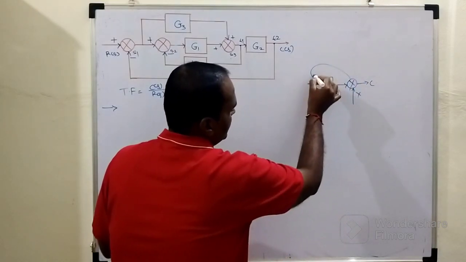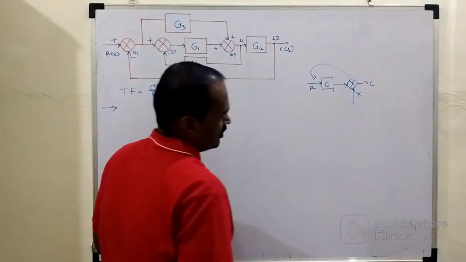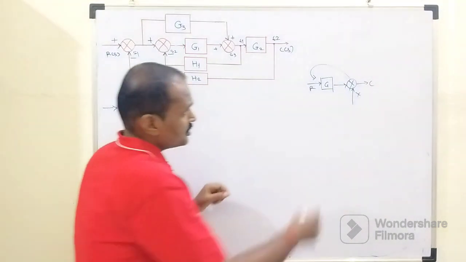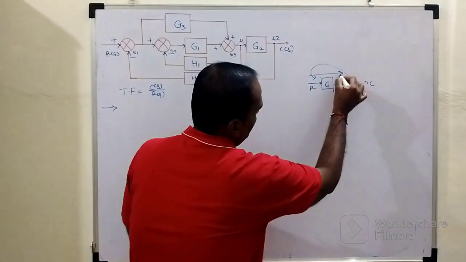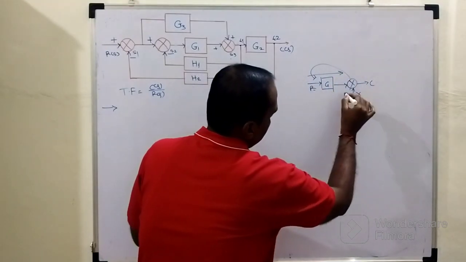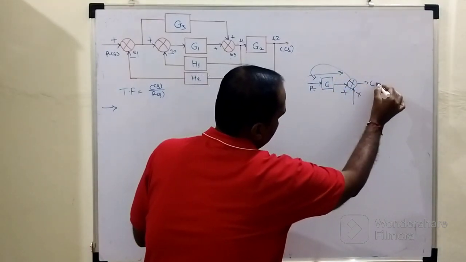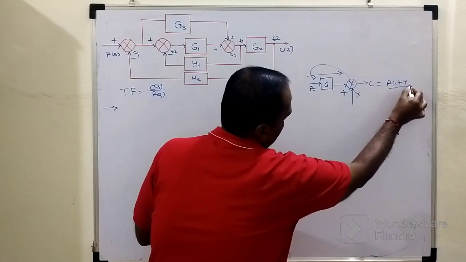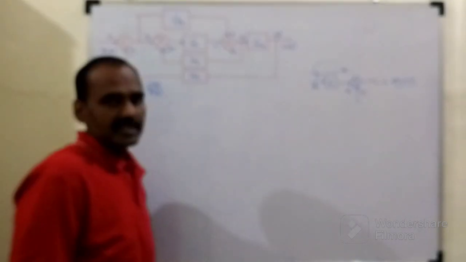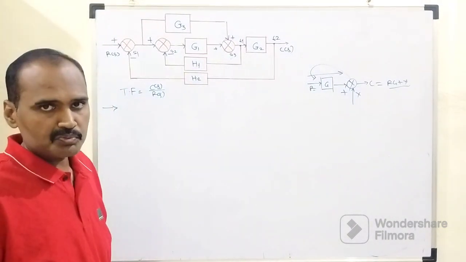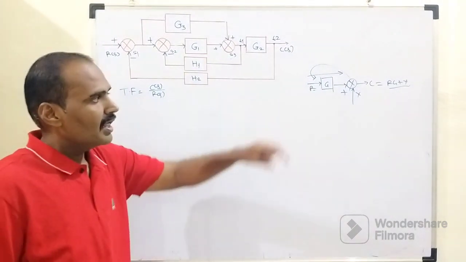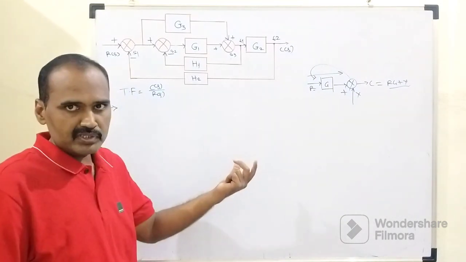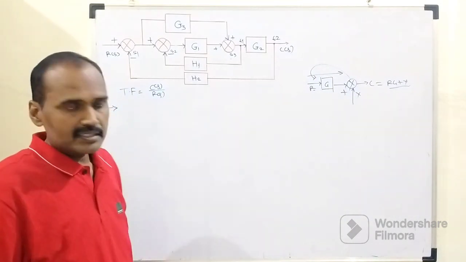We need to shift this summing point before this block. Before shifting, C equals the output of the forward path, which is R into G. If we have the addition sign, C equals RG plus X. So the statement for the output response of the system is RG plus X. Whenever we shift the summing point before this block, we should retain the same statement.